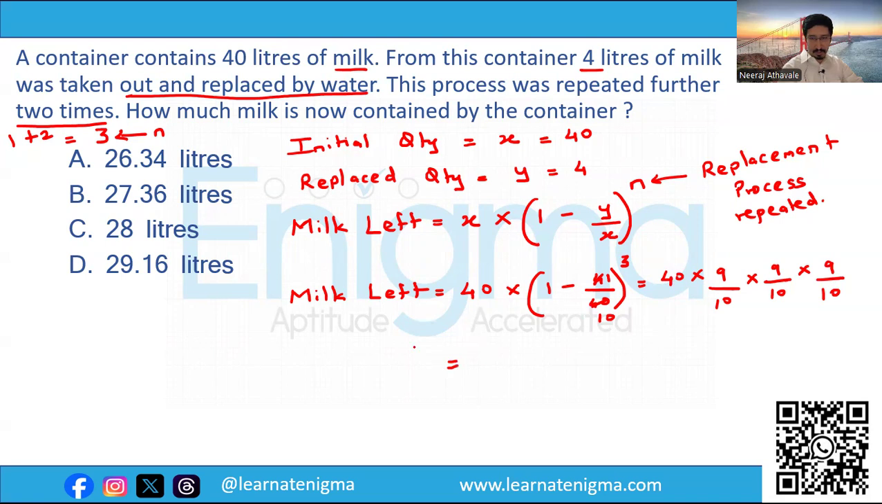So the 10 gets cancelled out. So it basically is 4 into 9 cube, which is 729, divided by 100. So if we solve this, the answer comes as 29.16. So this is the quantity of milk left after 3 times of replacement. So the answer is option D.